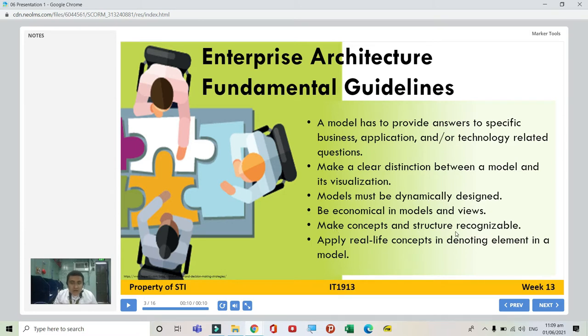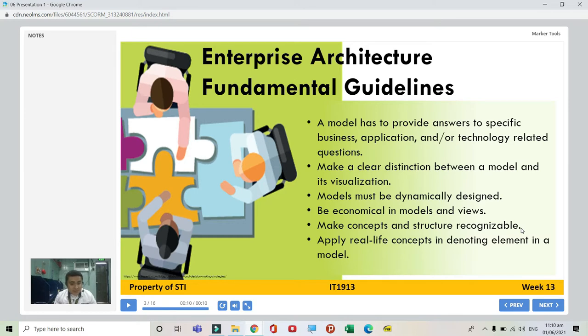Make concepts and structure recognizable. Okay, there are some models na they would want to have it in one lang, like isang space lang kumbaga. So with that one, they tend to compress it, and then that's a wrong practice. The best practice in creating an enterprise architecture model is that you create concepts in different perspectives, like the perspective of the manager, the perspective of those who are running the day-to-day transactions, and then the perspective of the customer, para hindi siya in one area talaga. You can create separate spaces para hindi siya congested, kumbaga. Okay? So, when a model is congested, usually talaga, hindi siya magandang tingnan.